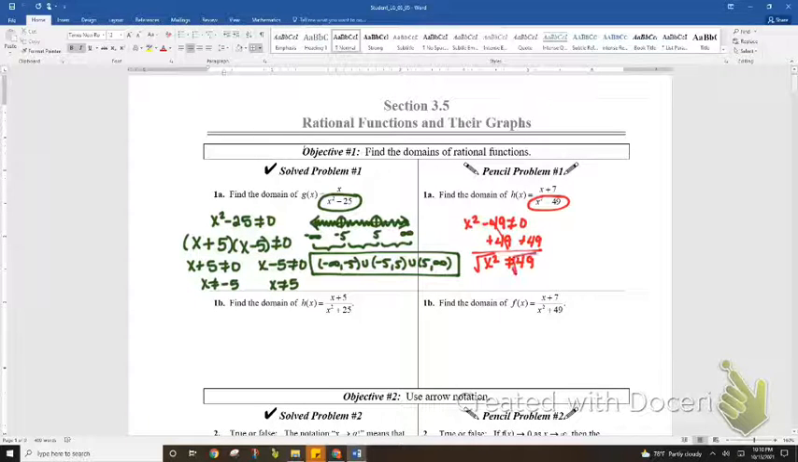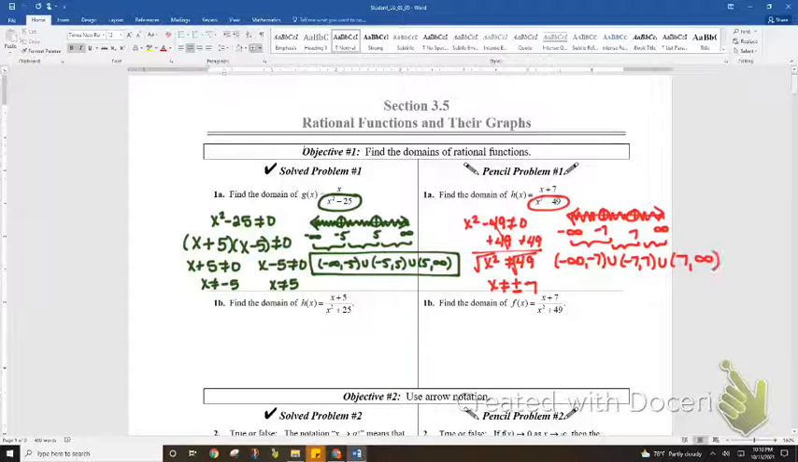Take the square root. Just be really careful, because remember, anytime you're solving for x and you take a square root, you get plus or minus. The square root of 49 is 7. So it's the same thing: x cannot equal positive 7, x cannot equal negative 7. If I use my number line to help me, I put negative 7 and positive 7 in numerical order. It can't equal them, which means it can equal everything else. And so we have negative infinity to negative 7, union, negative 7 to 7, union, and then 7 to infinity for our domain.